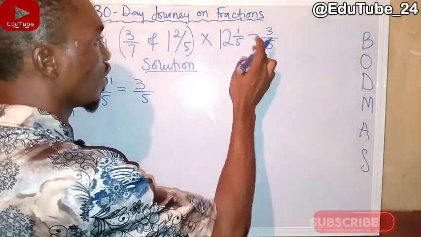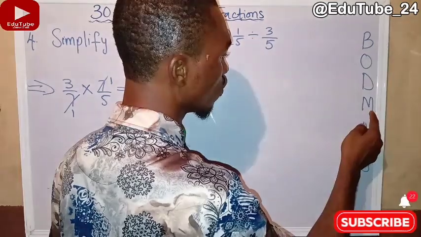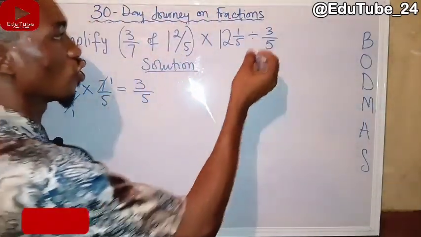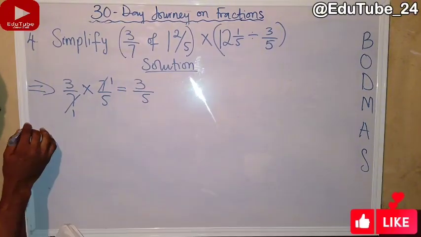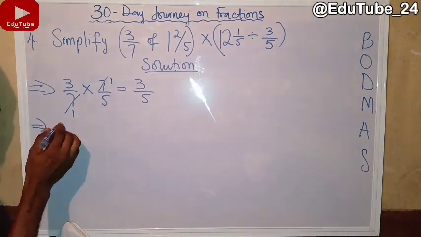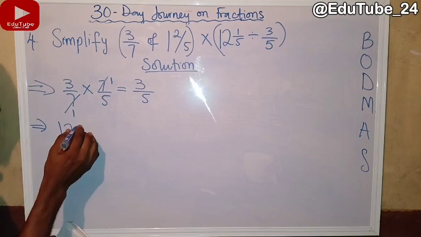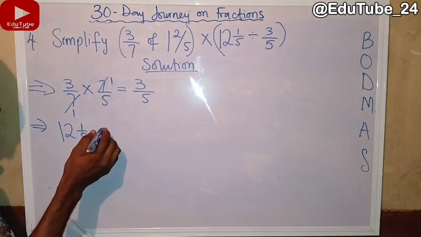We have times and divide. Between times and divide, which one comes first? Division comes before what? Multiplication. So we are going to solve our division. I'm going to put it in bracket and then deploy it here outside. So that will be 12 whole number 1/5. And the divide, I'm going to turn it straight away to times.